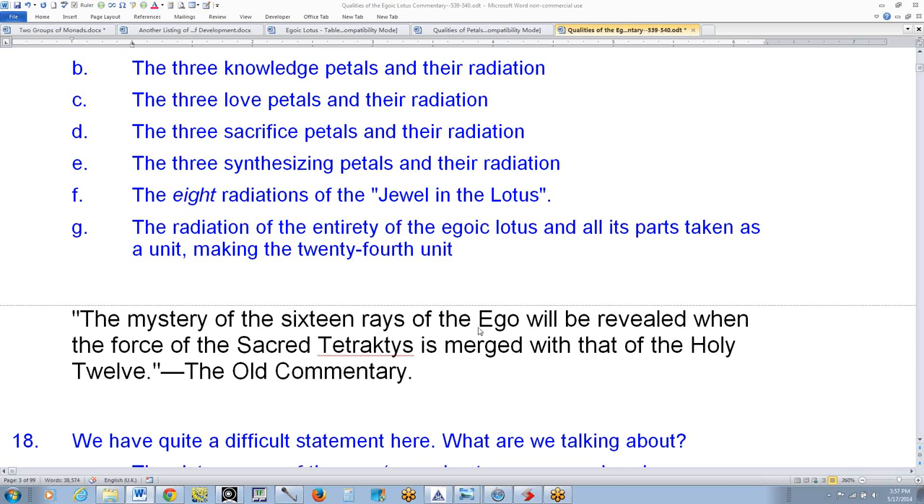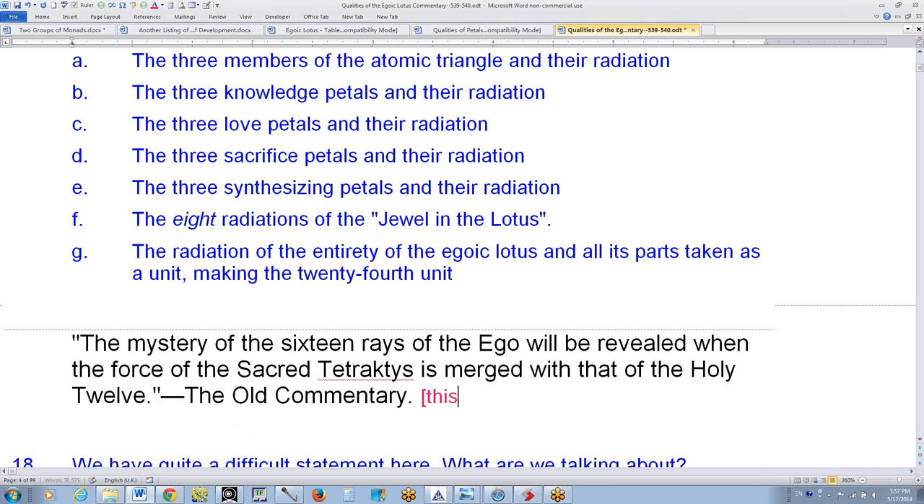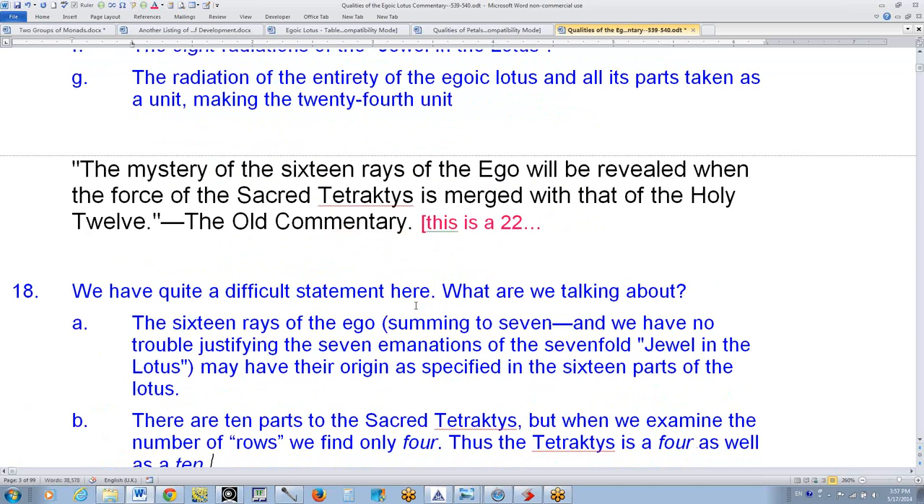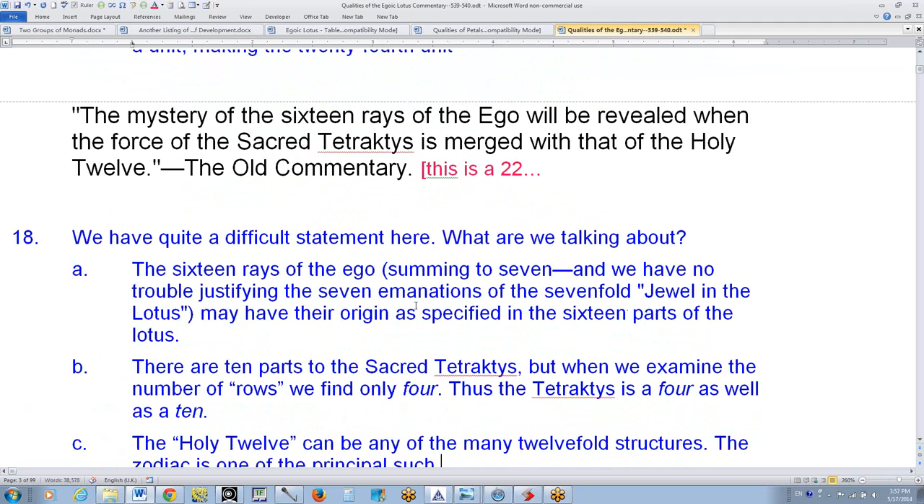So the mystery of the 16 rays of the ego will be revealed when the force of the sacred Tetractis is merged with that of the Holy 12. And this is interesting. I may say this later, but this is a 22. Because the Tetractis has 10 points, and the Holy 12 has 12 points. And it's the Deva evolution which is connected particularly with the 12 and the human with the 10. So this is a difficult statement here, and what do we make of it?